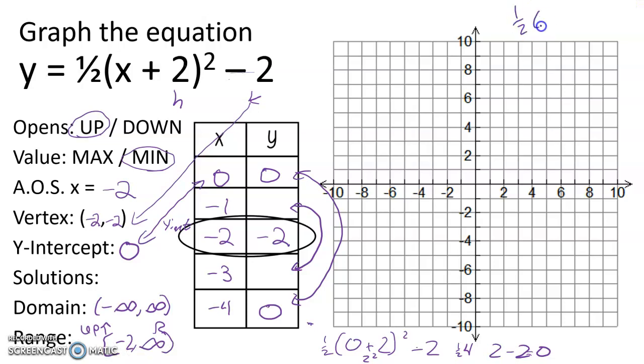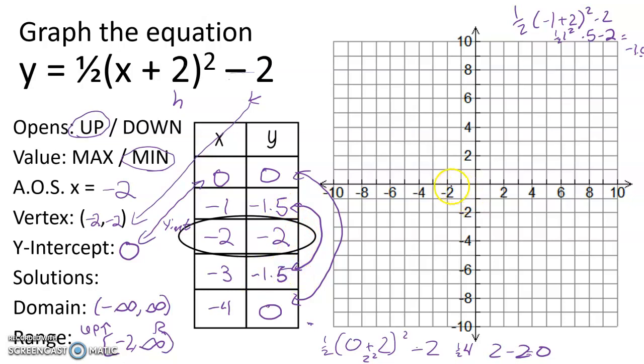I'm going to plug in -1. So we got 1/2 times -1 plus 2 squared, minus 2. 1 squared is just 1, times 1/2. That's going to get me 0.5 minus 2. That's going to equal -1.5. So that's going to go here, -1.5. Same as right here, going to be -1.5.